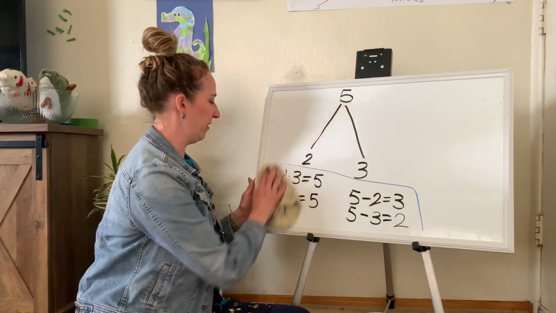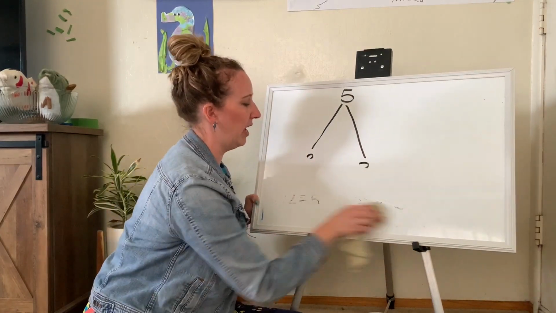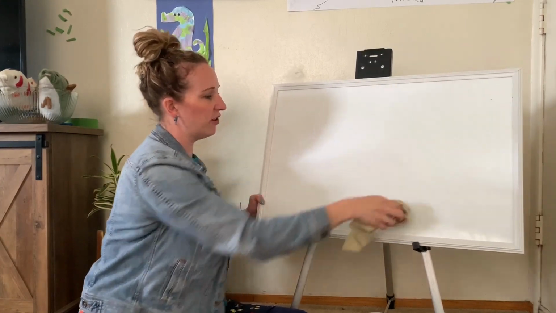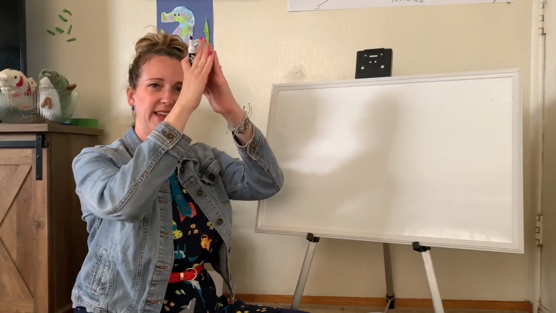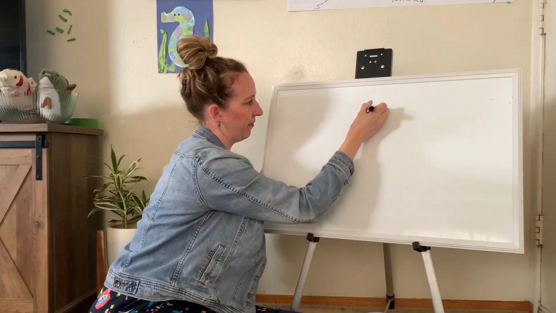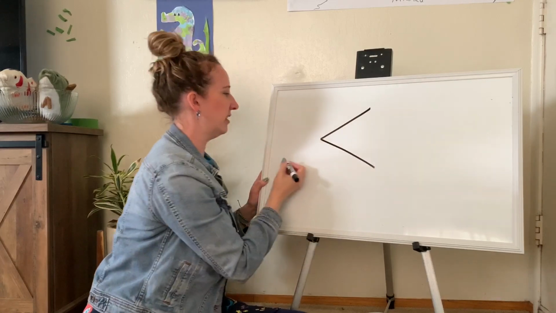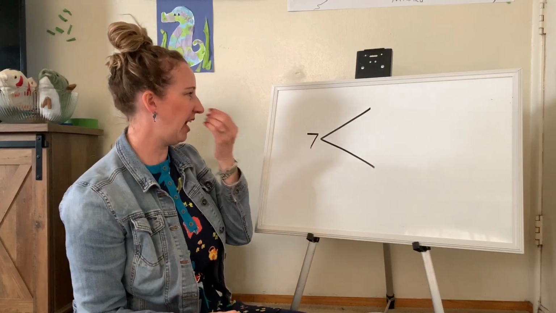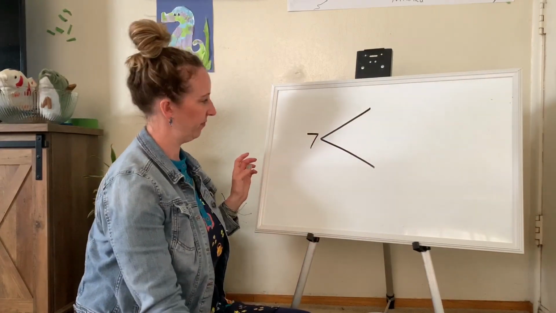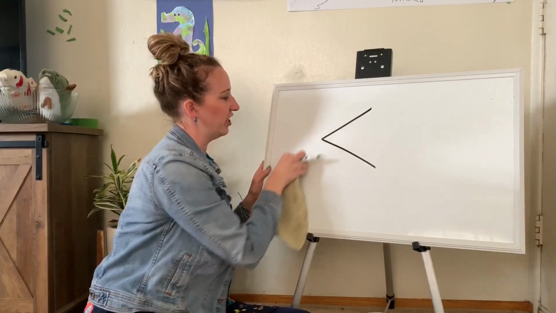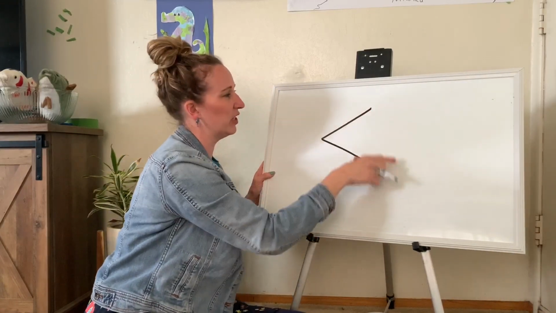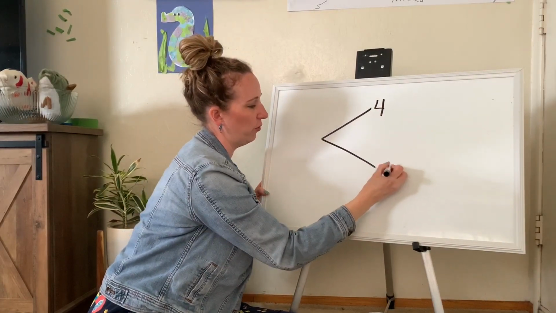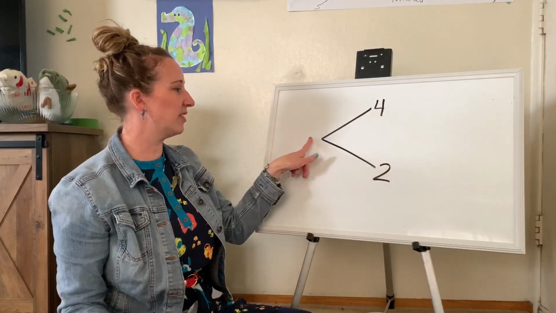Let's try another one. This time I'm going to use a number bond. Okay, and remember, a number bond and a math mountain are the same. They're just, one is upright like a mountain and one is on its side. So here's a number bond. Let me write 2 numbers here. Write 4, and then we'll write 2. Okay, and I remember my answer goes here.